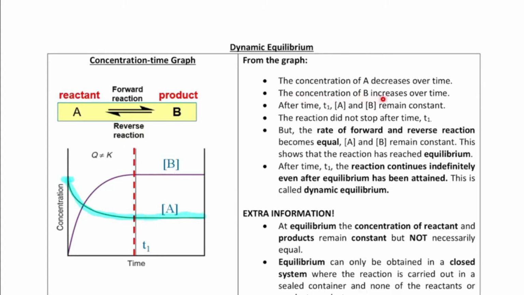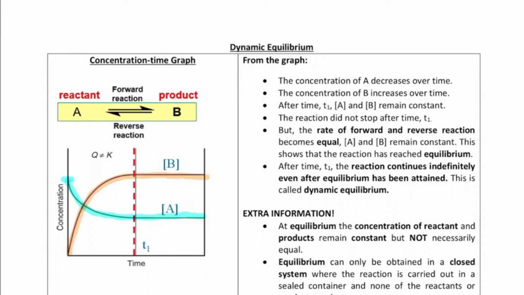Okay, and then sama juga untuk B. The concentration of B increases over time. Kenapa B increases? Sebab tadi A kan produce B. That means concentration B ni akan increases over time. Okay, so kalau kita tengok dia punya graph, dia inilah concentration B increases over time.